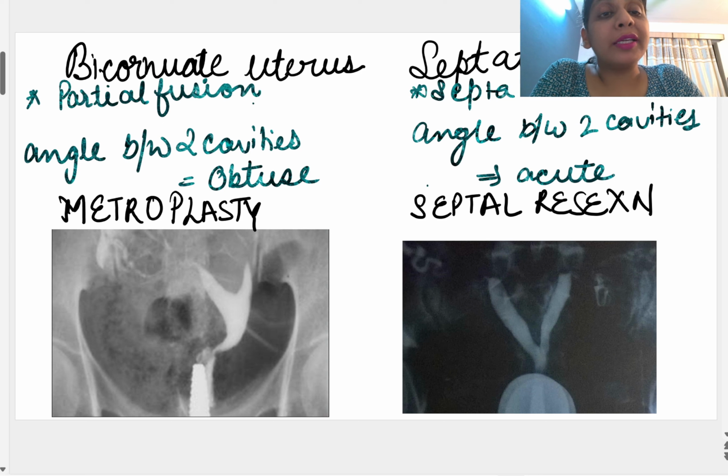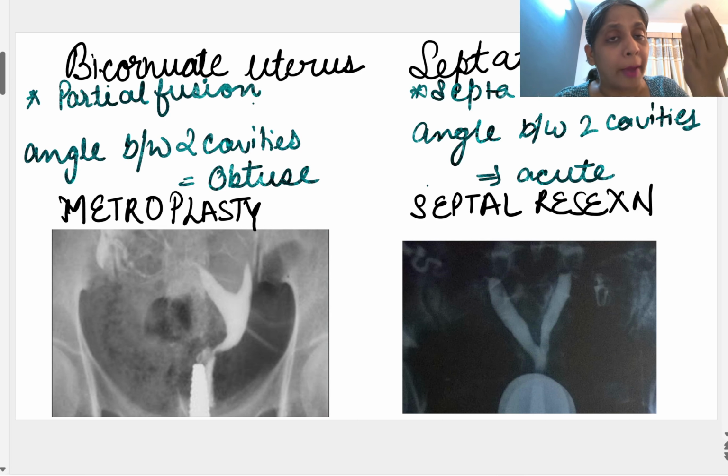Now what happens if the Mullerian ducts partially fuse, some lower part partially fuses? Cervix will be one because partial fusion of this Mullerian duct is from below to up. So cervix will be there and some part of the uterine cavity will be fused, but the upper part of the uterine cavity will not be fused.